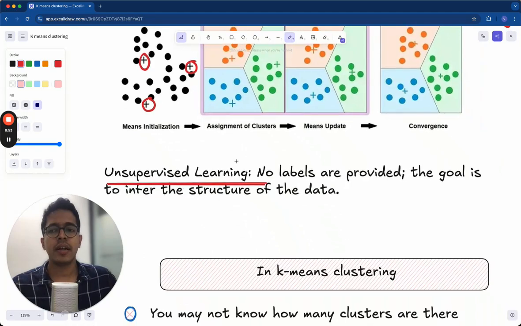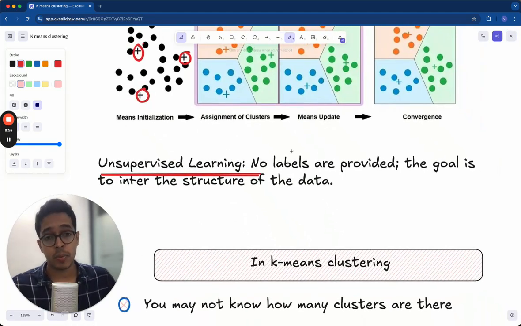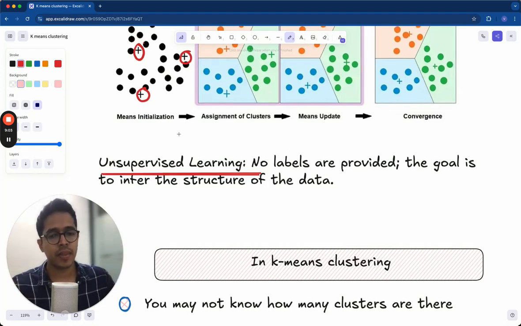So in short, in unsupervised learning, label data are not provided, just data is provided. The goal is to infer some kind of pattern or inherent structure that exists within the data.